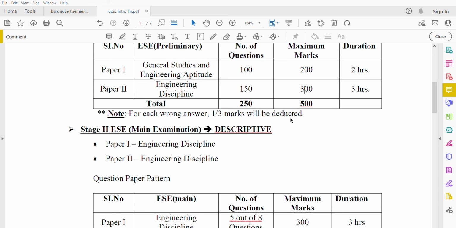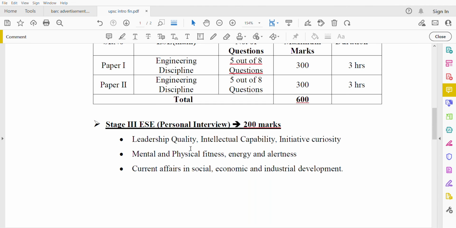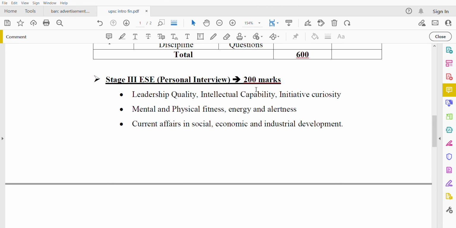So that is the minimum qualifying marks. Some will write the preliminary examination well, some will write the main examination well, and some will attend the personal interview well. For the personal interview also, the minimum qualifying marks is 40, which is 20% of the total marks. If they got a score out of 1100 after the main examination, say 800 something, in the personal interview they must score at least 40.